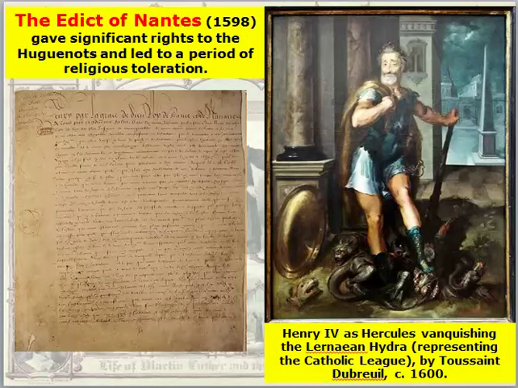We have the Edict of Nantes. It gave significant rights to the Huguenots and led to a period of religious toleration. So there was an edict given where they said, "All right, Huguenots, if you can't beat them, we'll let you be who you are. We'll let you be Protestants. We'll let you worship God the way you want. We're tired of fighting." So that's pretty much what happened with the Edict of Nantes.